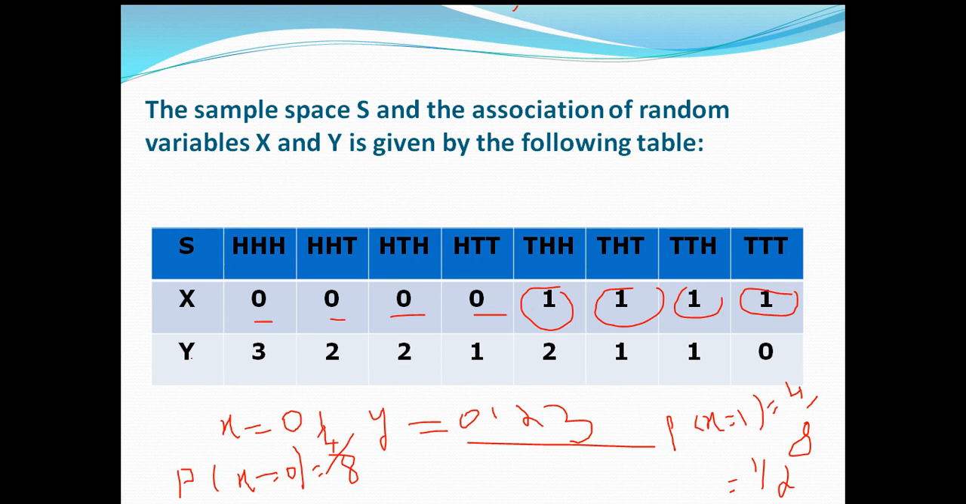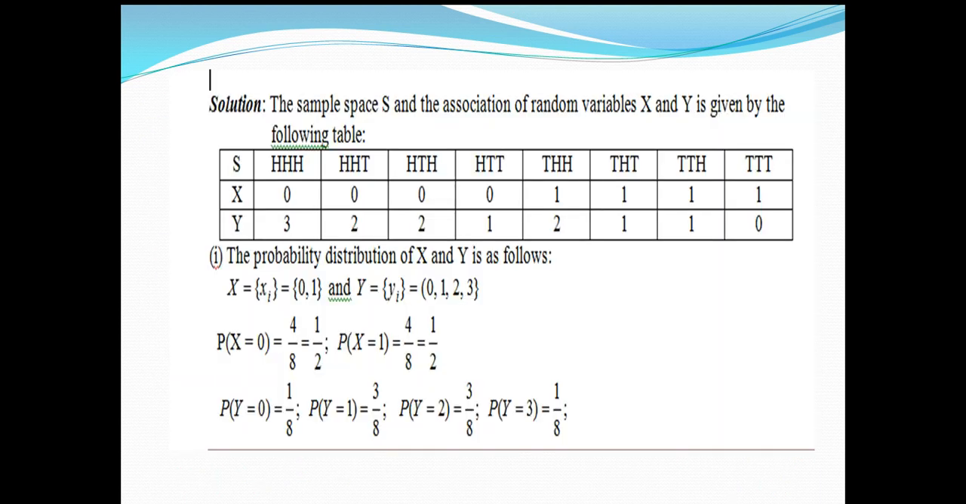Now similarly we go for y. When p of y is equal to 0, how many times? 1 time out of 8 possibilities. So therefore the probability is 1 by 8. Now p of y is equal to 1. I'll move to the next slide, it is already written here. So p of y is equal to 0 means 0 occurs 1 time, so therefore the probability is 1 by 8. The total outcome is 8.